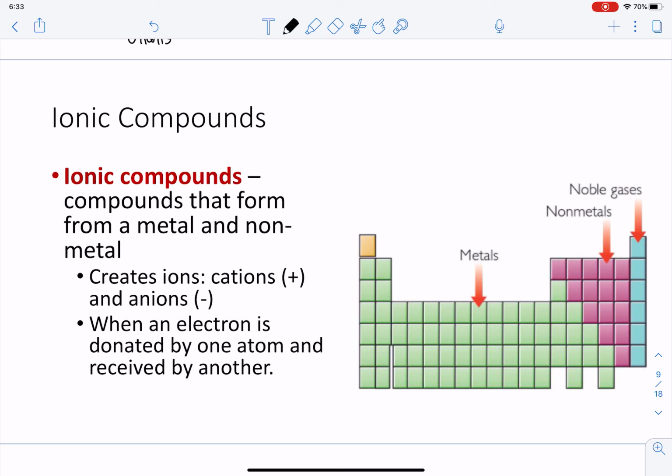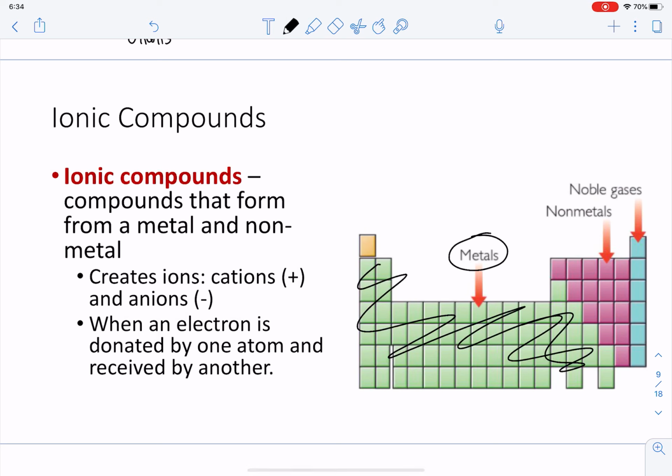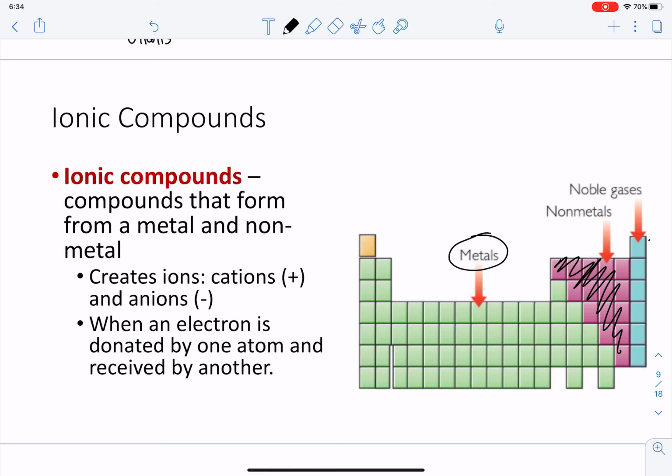So ionic compounds form from a metal and a nonmetal. Remember, our metals are represented in green here. Most of the periodic table is made up of metals. So generally we say they're on the left side, right? And that's pretty much the whole left-hand side of the periodic table. Nonmetals in pink, this is our right side. And then our noble gases, remember from our last video, these guys don't react.